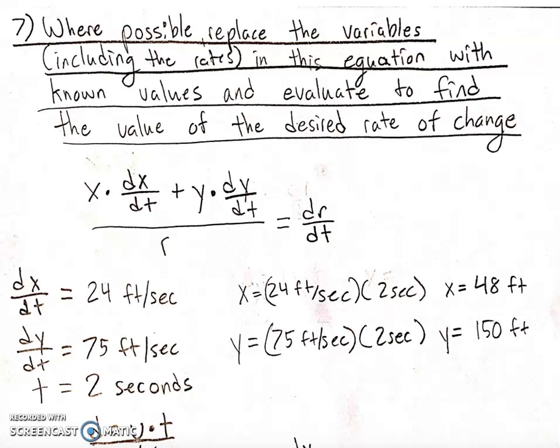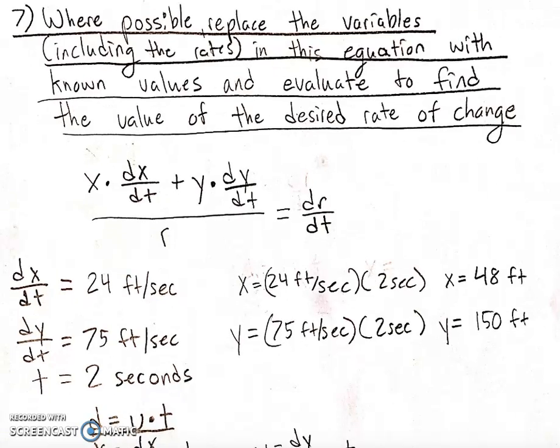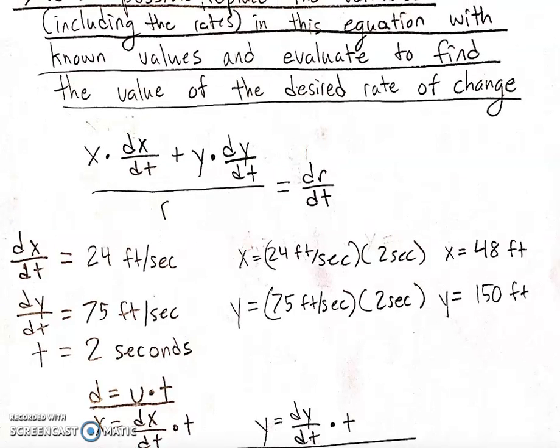The seventh and final step is to, where possible, replace the variables, including the rates, in this equation with known values and evaluate to find the value of the desired rate of change. We are given dx/dt and dy/dt, but we still need to find the values for x, y, and r before we can solve for dr/dt. Remember, we were also told to find dr/dt at 2 seconds, and that the values of x and y represent the position of the batter and the ball at any time.